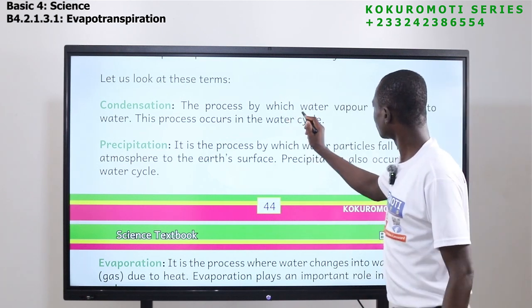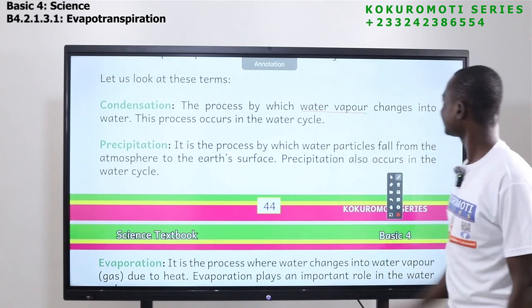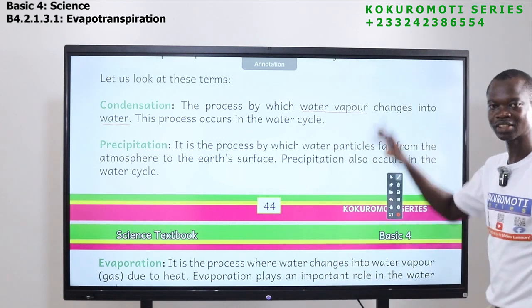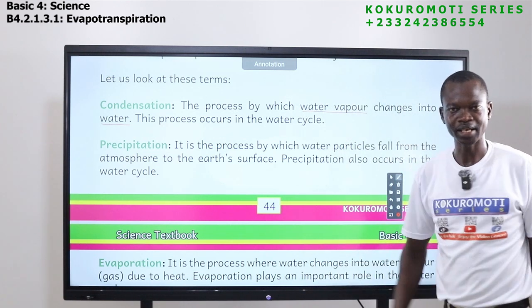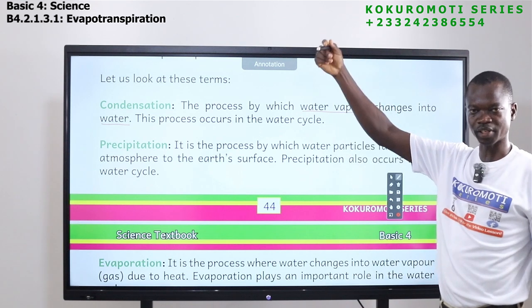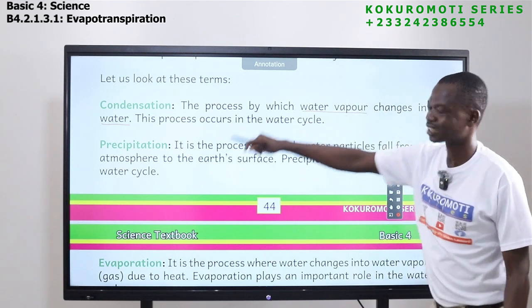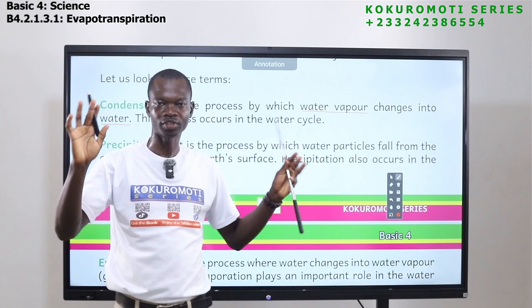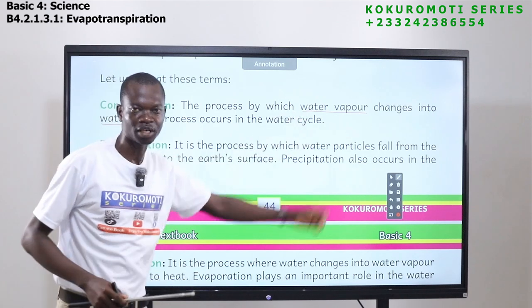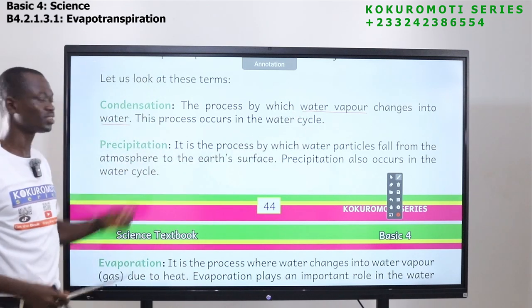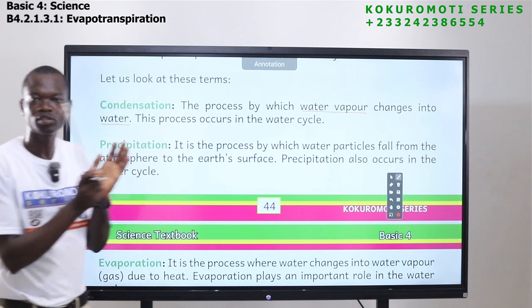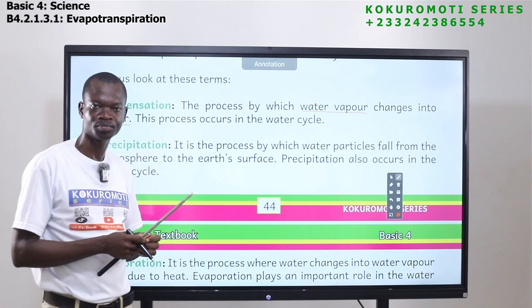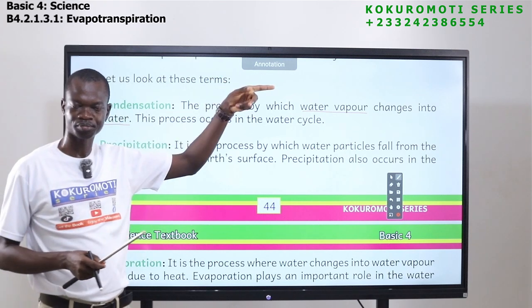It's a process where water vapor changes into water. So where does it change? The water vapor, does it change on the earth or in the atmosphere? Water vapor changes into water in the atmosphere. What causes it to change? The cooling nature of the atmosphere causes the water vapor to change into water. So condensation, before it can take place, it needs something cool to change the water vapor into water. So condensation happens in the atmosphere.